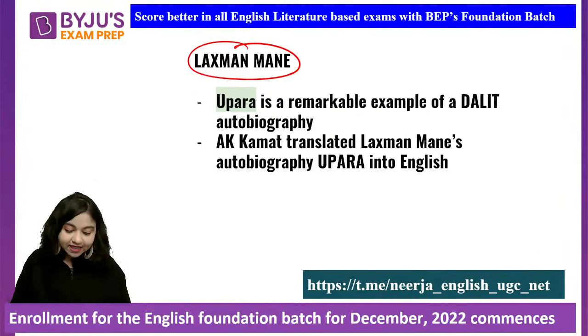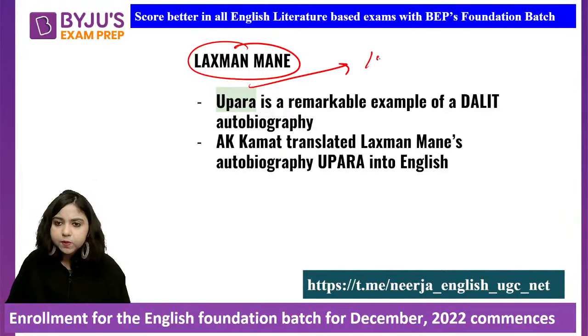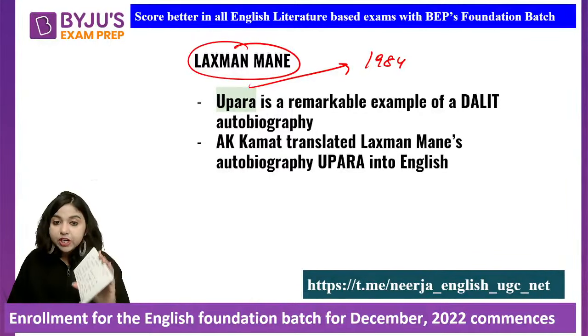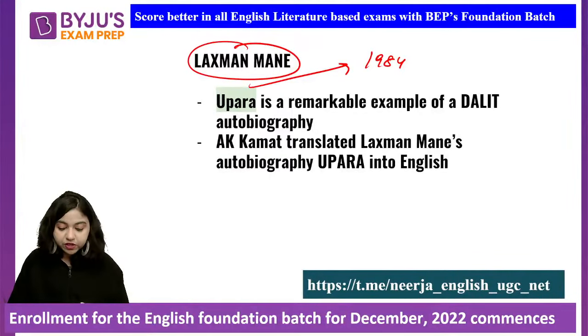Upara is another major work that you are having. As it is, when we are looking at Lakshman Mane, his writings are critically crucial. Upara was first published in Marathi in 1984. This is actually trying to tell you about what kind of problems the writer had to face because of the caste system.